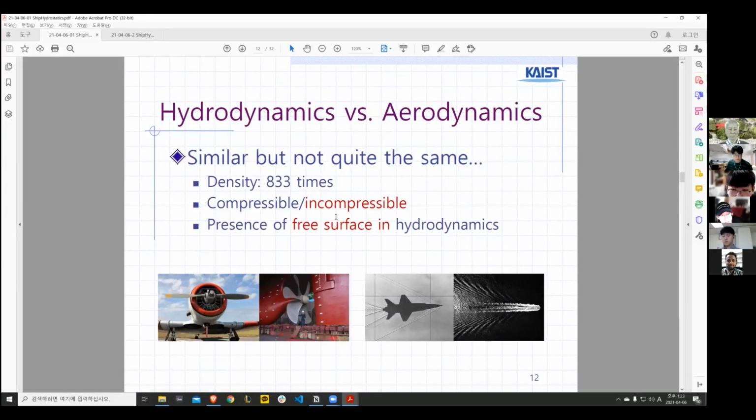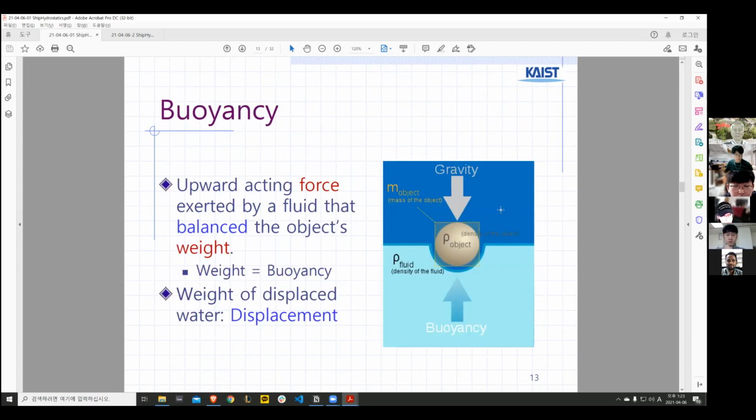In another slide Professor Han prepared, buoyancy is the upward acting force that balances an object's weight. So if weight and buoyancy are equal, then we call this equilibrium. And the amount of buoyancy is the same as the weight of displaced water.